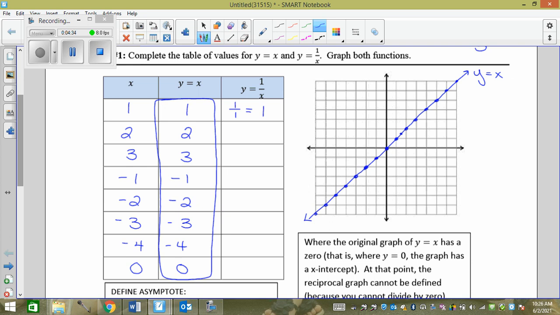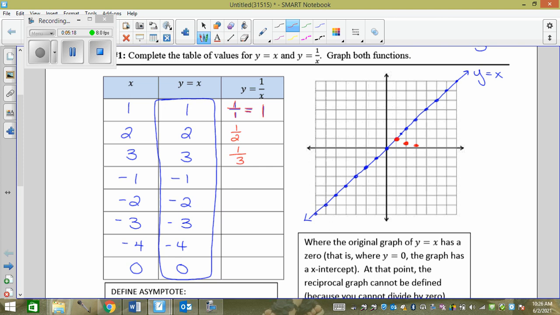So did the point change? I should do this in a different color. 1 over 1, which is 1. Did my coordinate change? No. Excuse me. And then instead of it being 2, 2, it's going to be 2 and then 1 over 2, which is 0.5. So I'm going to go to 2 and 0.5 and plot it out. And then instead of 3, 3, it's now going to be 3 and 1 over 3. So 3 and 1/3. That's like 0.3333.